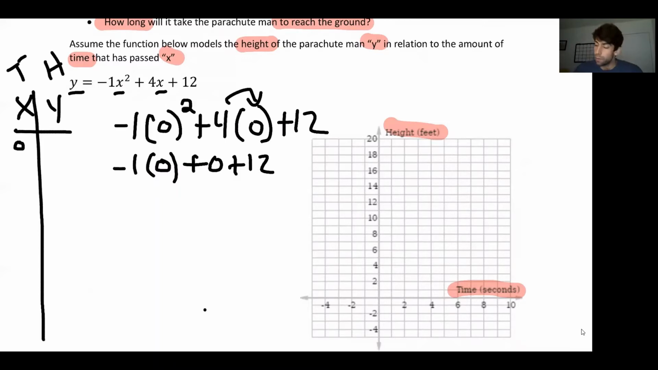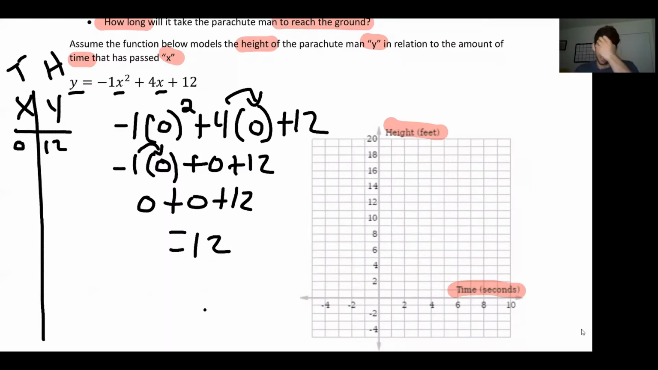Now we can do the distribution on this first parentheses. -1 times 0 is also 0, because anything times 0 is 0. So now we have 0 plus 0 plus 12. Well, 0 plus 0 plus 12 is just 12. So y will be 12 when x is 0, like we predicted. So on our graph, we can put our first point at 0, 12. Right there. 0, 12. All right, now I'm going to erase the work so we can try the next point.